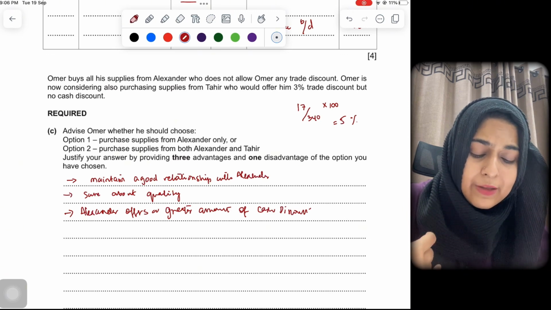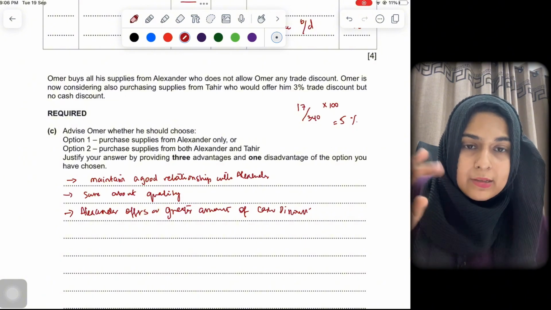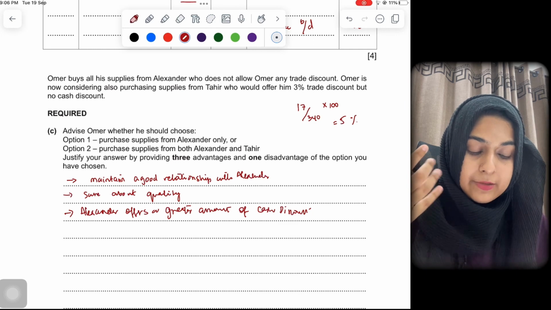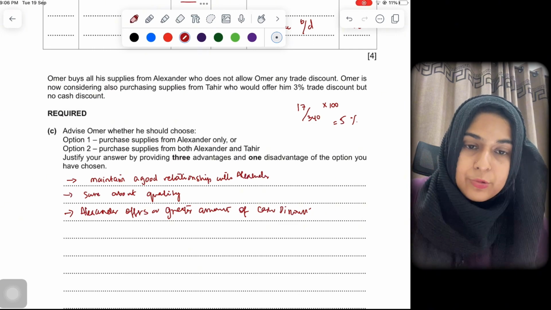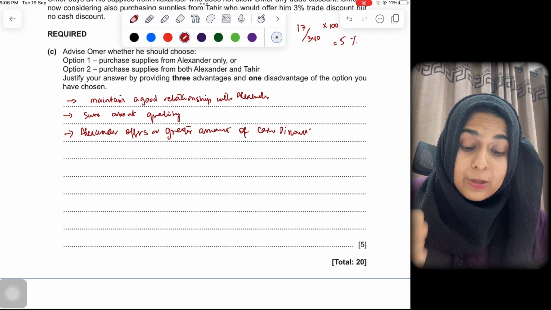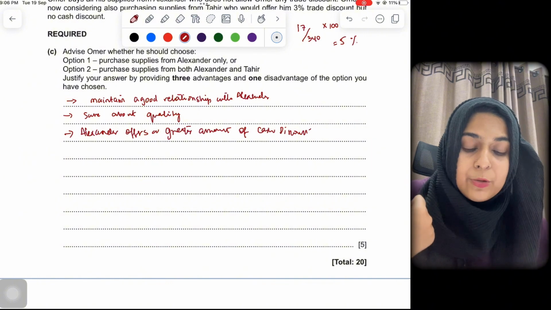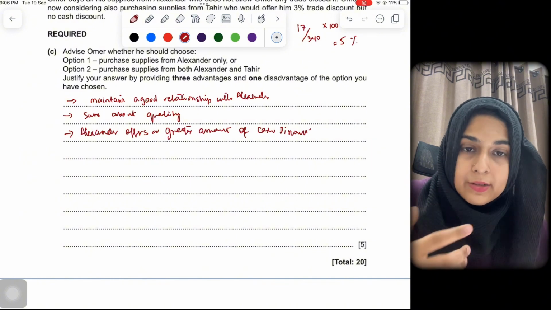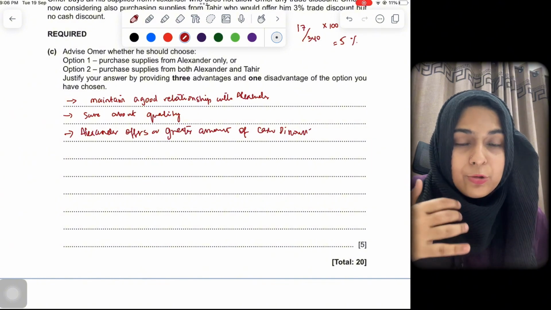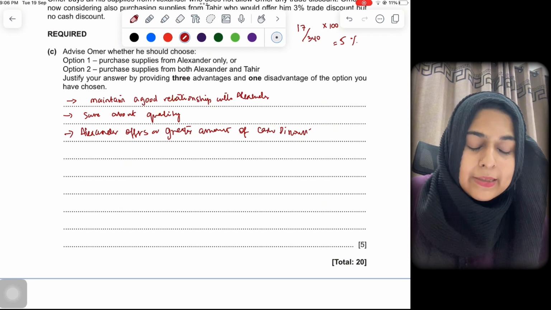Okay, in option 2, this is how you need to write the answer in paragraph form, not in points form. For discussion's sake we do it in points, but you need to write it in paragraphs so that you get the full marks here. So if you choose option 2, what are the advantages? Purchasing supplies from both Alexander and Tahir does not make you too dependent on one supplier, so you can always have multiple suppliers in this case.